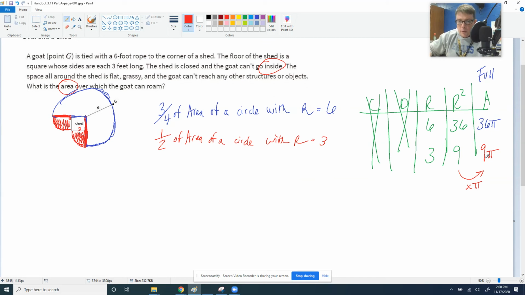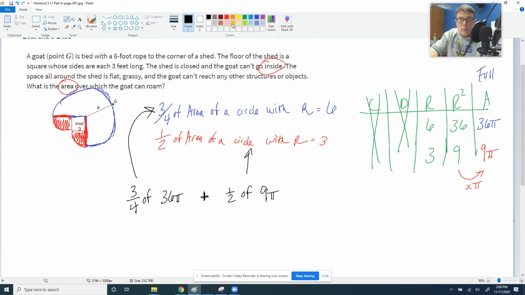Okay, and so what we're going to do is we don't want that full area. We don't want that full area. We only want half of this one. We only want 3/4 of that one. So I'm going to write it down like this. I want 3/4 of 36 pi. That represents everything that's blue. Plus, I want 1/2 of 9 pi because that is everything that is red. It's a half circle, so half of that 9 pi area.